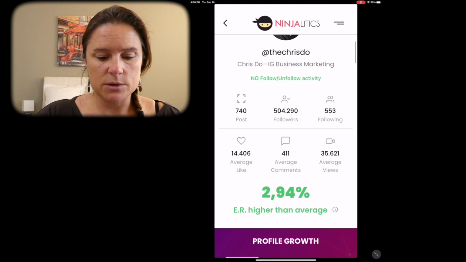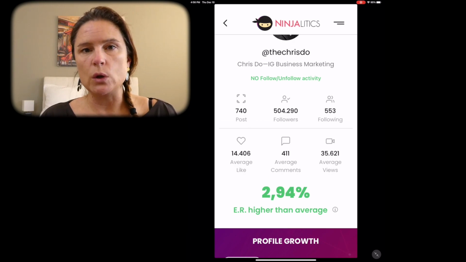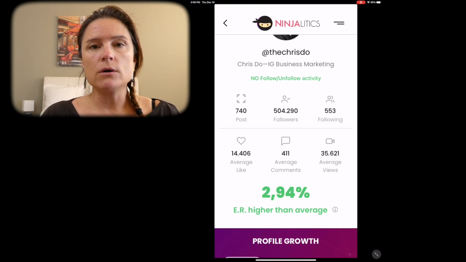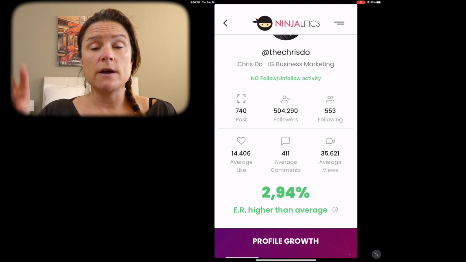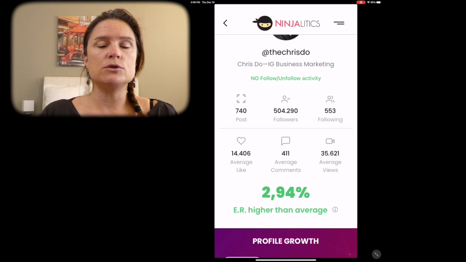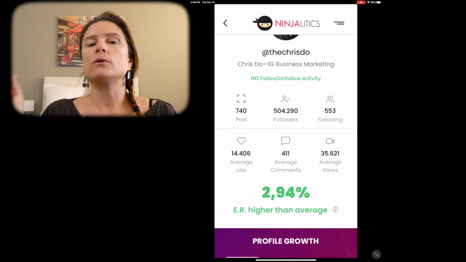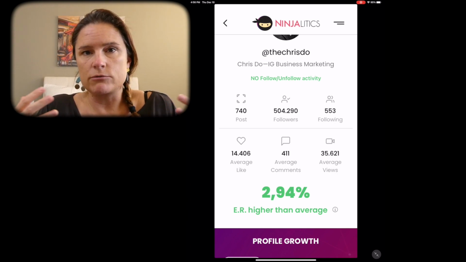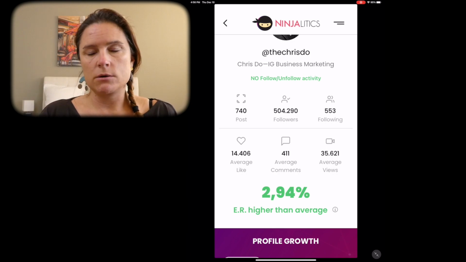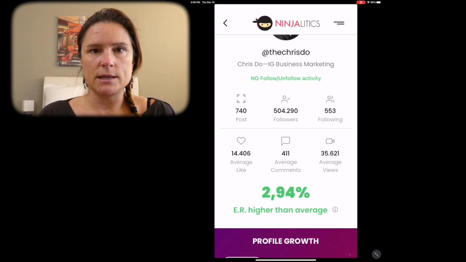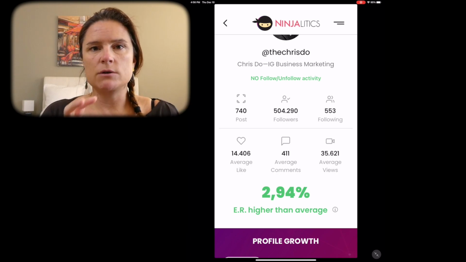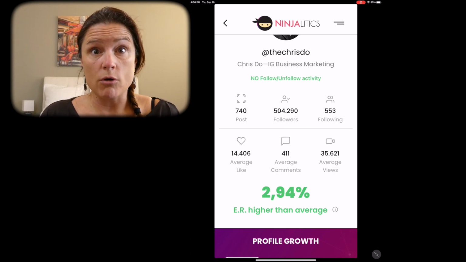Also, I didn't mention, but at the very top, you see no follow/unfollow activity. This is super interesting. Follow/unfollow is the idea that some accounts go on your page, follow you, wait for you to follow them back, and then unfollow you. This is how some people really grow their account: they go to some people, wait for them to follow back, and boom, they just move on to another person. So it's a very grasshopper way of growing your account.